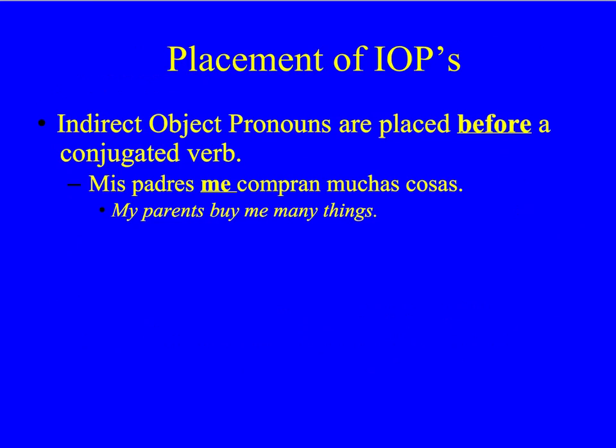Indirect object pronouns are placed before a conjugated verb. For example, mis padres me compran muchos regalos. Compran is the conjugated verb. Here's the indirect object pronoun. My parents buy me many things.